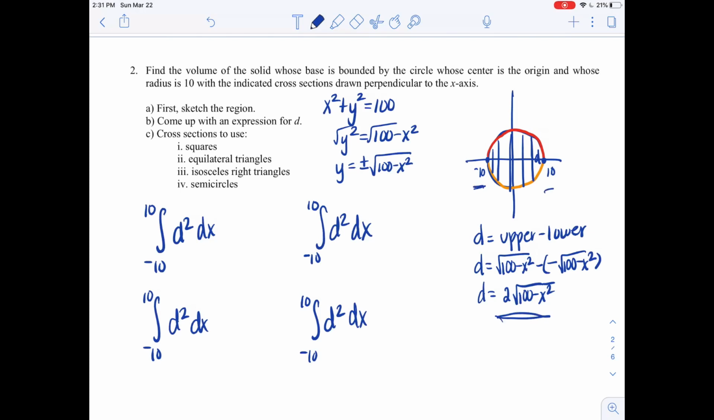Honestly, again, the setup in the beginning of finding what's the upper minus the lower, what's the bound on the left and the bound on the right, that's the hard part. The rest of it is just memorizing. Well, thankfully for squares, it is just d squared. Okay, so that's number 1.